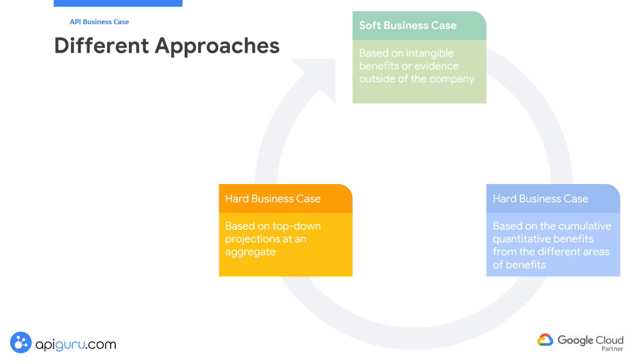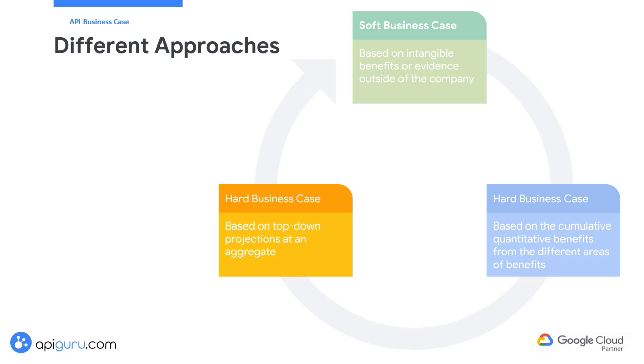In contrast to the cumulative quantitative approach, the hard business case based on top-down projections utilizes macro-level data and trends to forecast potential benefits. This method often relies on industry benchmarks, market analysis, and broader economic indicators to project outcomes. For instance, a company might use the study on the financial impact of API investments to calculate the increase in firm value to justify the investments. While this approach can provide a high-level overview and strategic context, it may lack the granular details for certain stakeholders. It also assumes that external conditions will remain stable, which can be a limitation in rapidly changing markets.